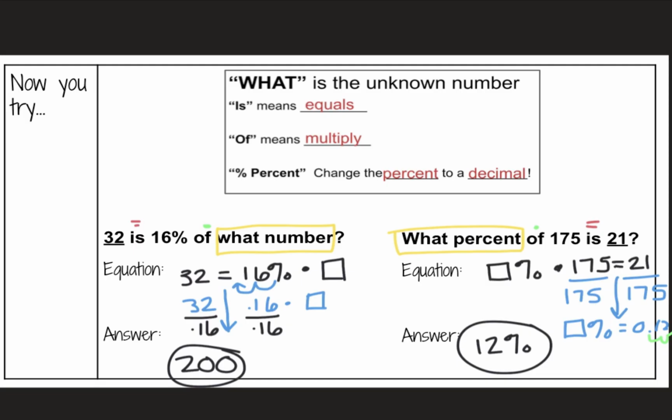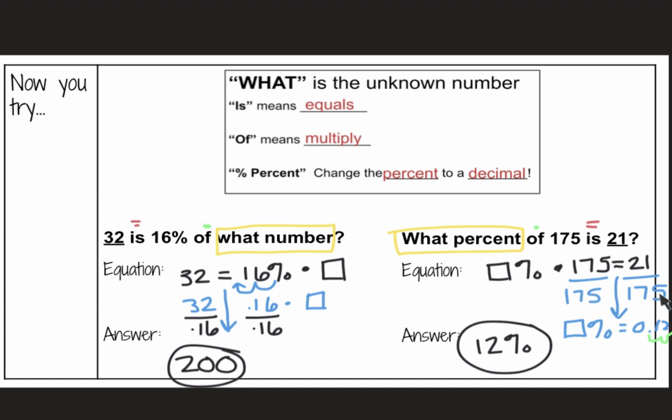For the first one you try, I got my value to be 200. And if I check that, if I go 16%, 0.16 times 200, do I get 32? Yes. For the second one, we are finding the percent there. What percent of 75 is 21? So I divided both sides by 75.